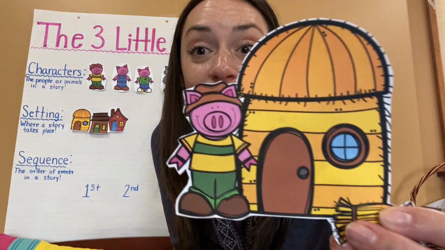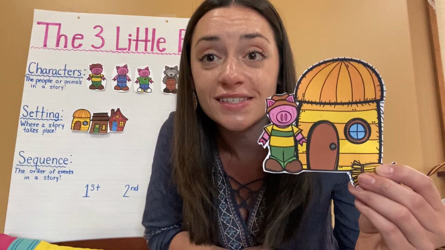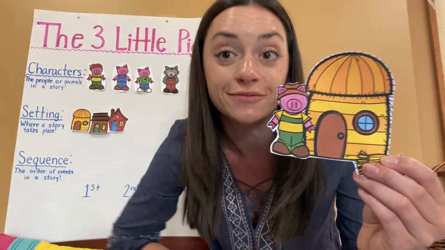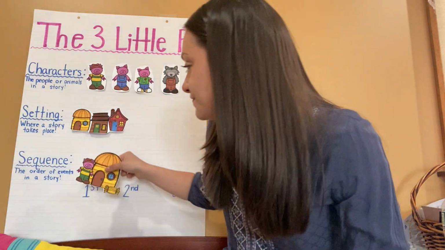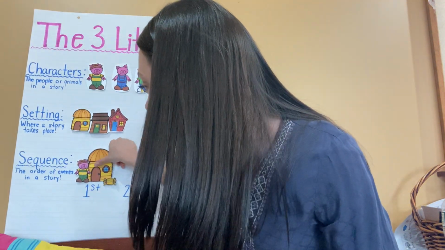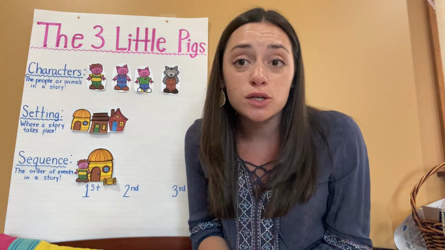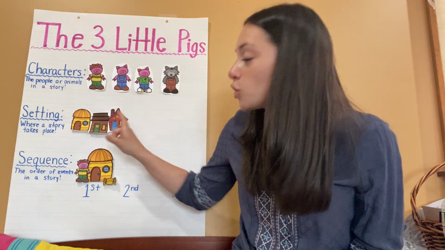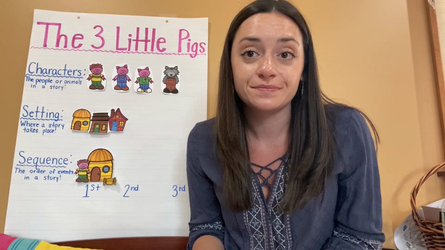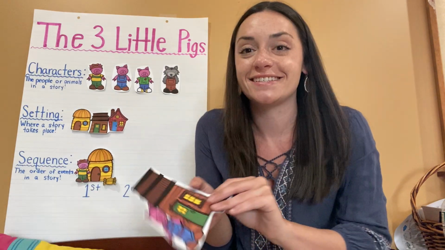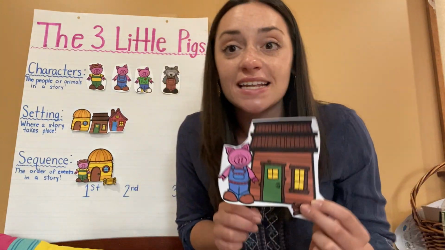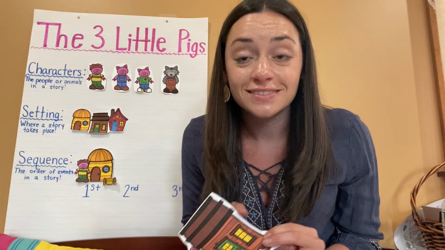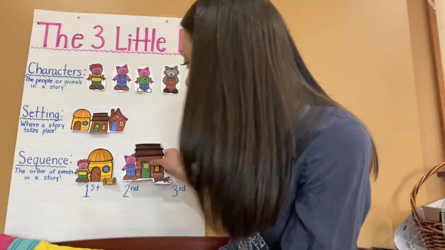The house made out of straw. And did the wolf blow this house down? Give me thumbs up or thumbs down. Yes, he did. And then which house was built second? We have the stick house or the brick house. Which one came next? The stick house. And did the wolf blow this house down? Yes or no? Yes, he did.